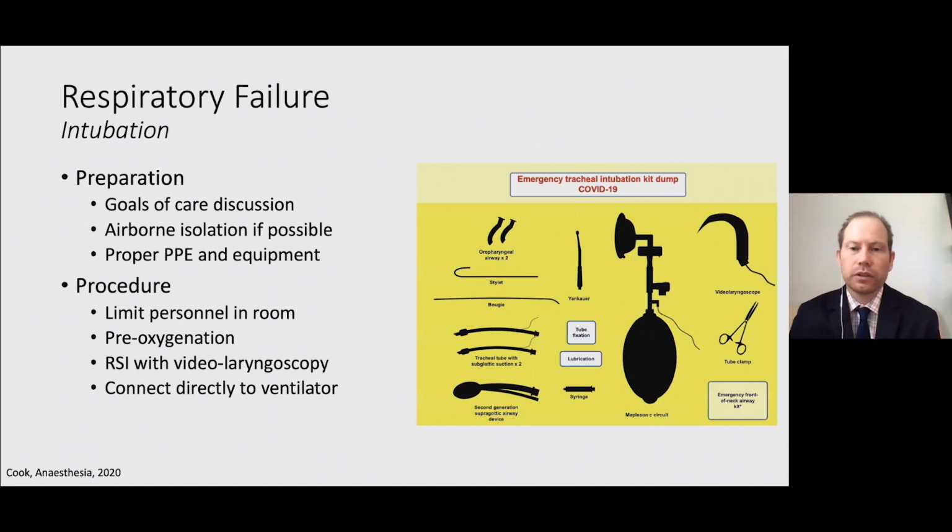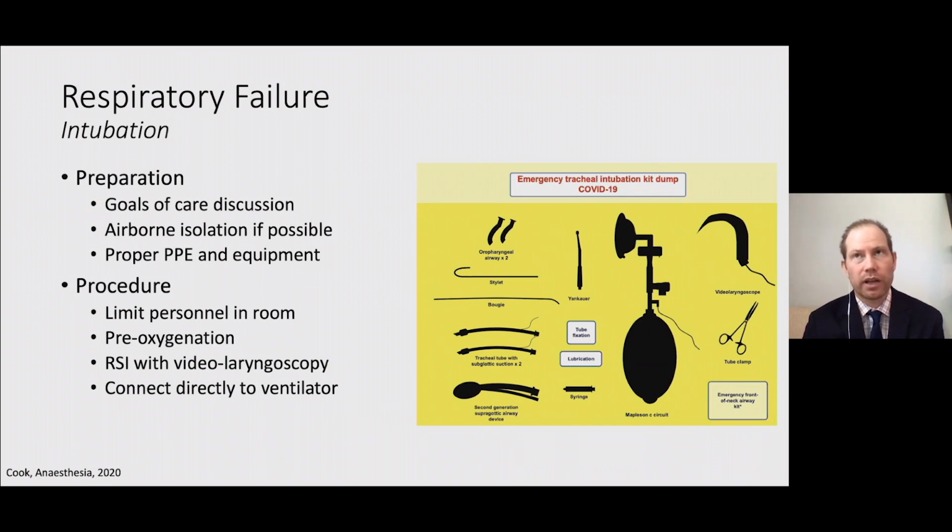I'm not going to go into great detail about intubation itself. I think that's a talk unto itself. But I do just want to highlight that this is something that takes a little bit more time in the setting of COVID-19 because of the PPE that is required and because of the setup that is required.